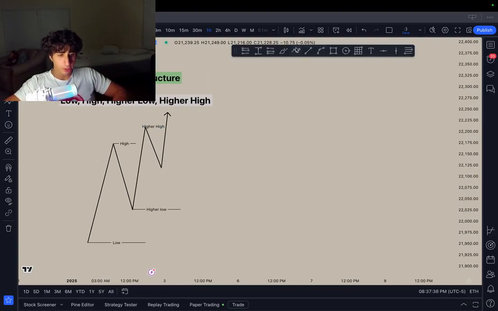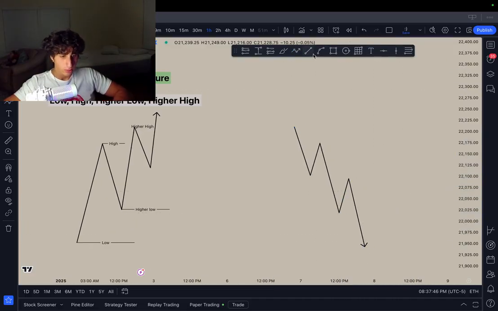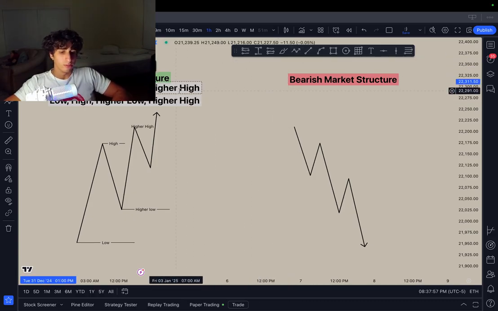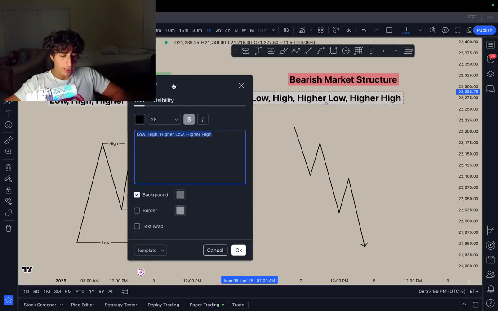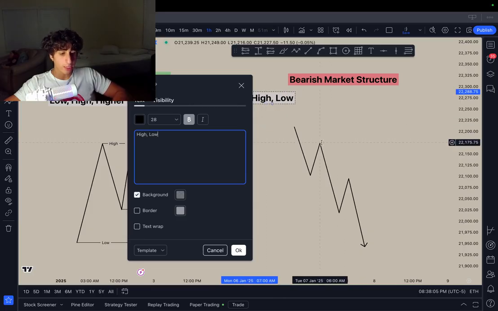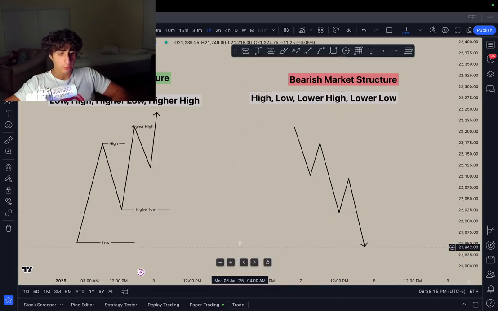Okay. Then for bearish market structure, what that looks like is you're gonna have it look like this, right? So this is bearish market structure, and we can put this as red for bearish market structure. And what this looks like is you'll have a high, then you'll have a low, then you'll have a lower high, right? And then you'll have a lower low, and then you keep repeating that, right?